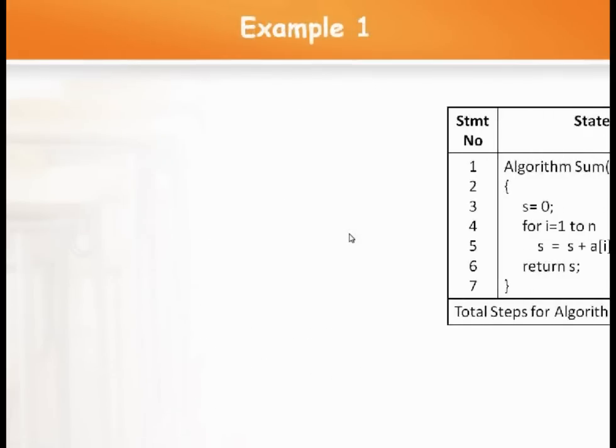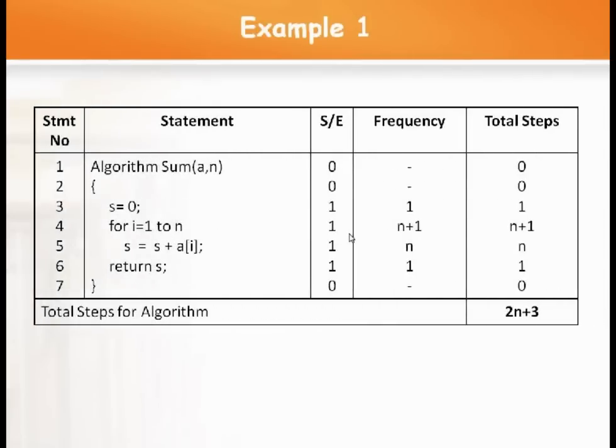Let us see the examples. The first example is the algorithm for calculation of the sum of array elements. The first line is not executed, hence it is written as 0. The second line is also not executed, hence it is written as 0. The third line, s equal to 0, is an executable statement. For i equal to 1 to n is also an executable statement. s equal to s plus a of i is also an executable statement. Return s is also an executable statement. The closing brace is not an executable statement.